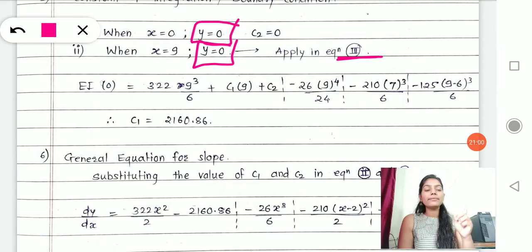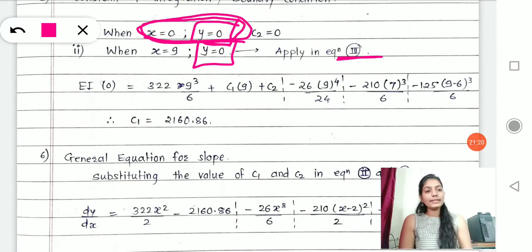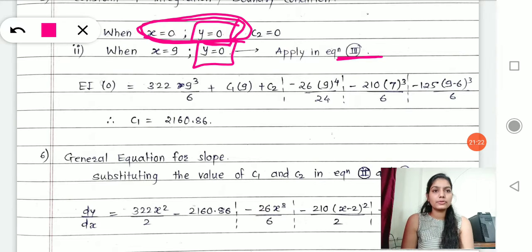At support B, when the beam travels the total length L, the deflection is 0. So we are talking about deflection, and we should apply this boundary condition to equation number 3. Simple. If you put the boundary conditions x equals 0 and y equals 0, C2 equals 0.